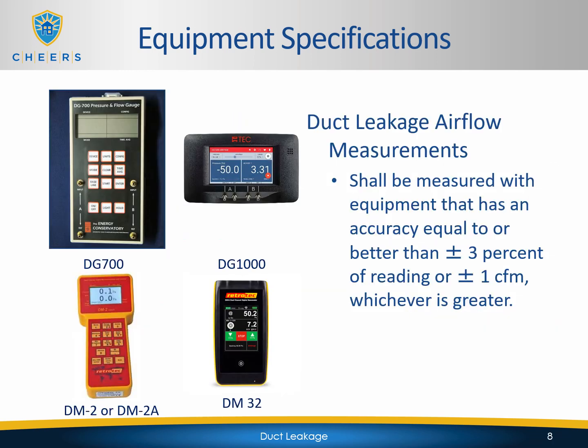Airflow measurements shall be measured with equipment that has an accuracy equal to or better than plus or minus 3% of reading, or plus or minus 1 CFM, whichever is greater.